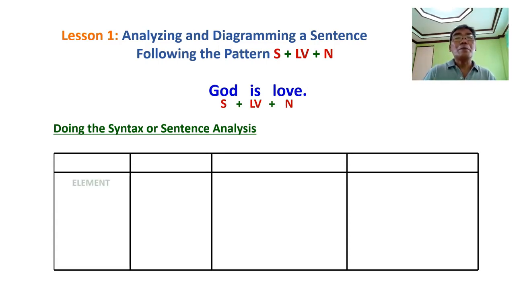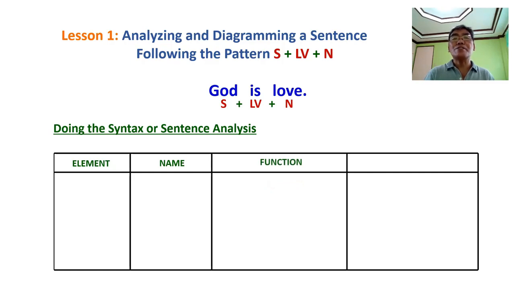The first column is for element. Element here refers to the words, phrase, or clause comprising a sentence. The second column is for the name. Name here is referring to the parts of speech where each word belongs to. This column is also for a phrase or clause found in a sentence.